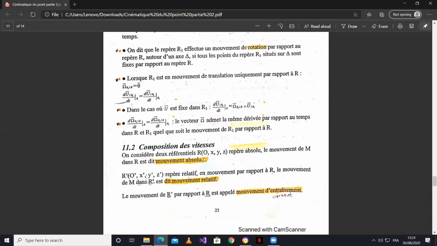So if you're studying two referentials, one in movement with respect to another, that one that's fixed. When you study that point M with respect to that referential that's fixed, you'll be studying the entire movement, as I will show you in a bit. I'll try to demonstrate on a piece of paper. Then we also have R prime, which has origin O prime, and X prime, Y prime, Z prime, repère relative au mouvement par rapport à R. Le mouvement de M dans R prime est dit mouvement relative.